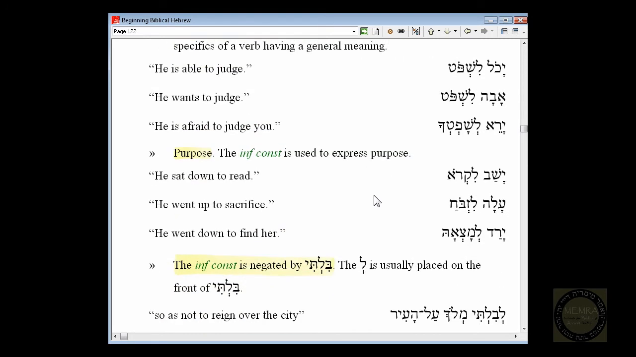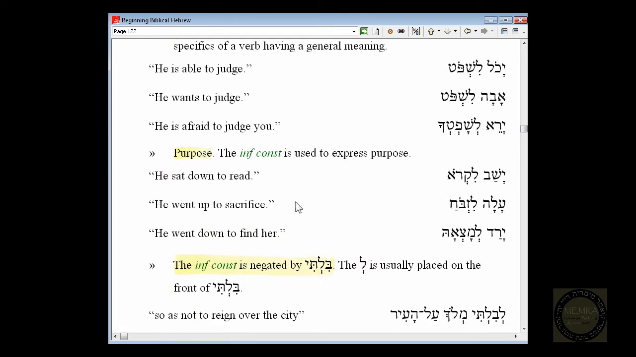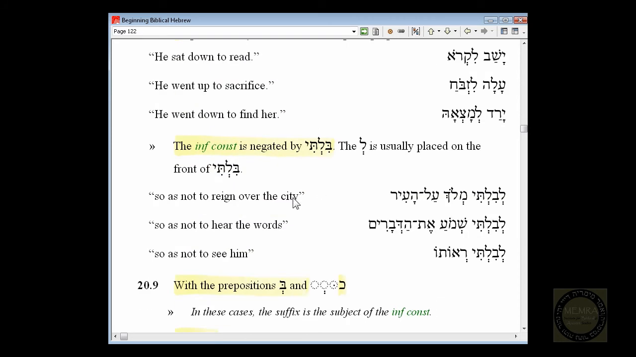Now you could translate it to reflect purpose, like in order to judge you. I don't think Furtado does a super job of bringing the purpose out. I think in order to conveys that a little bit more, and that would be an acceptable translation. So just know you could have just a generic to whatever for the infinitive with lamed. Here, lamed with infinitive, it might be best to translate it in order to, again, to express a purpose idea. Whatever you think the context fits or justifies.